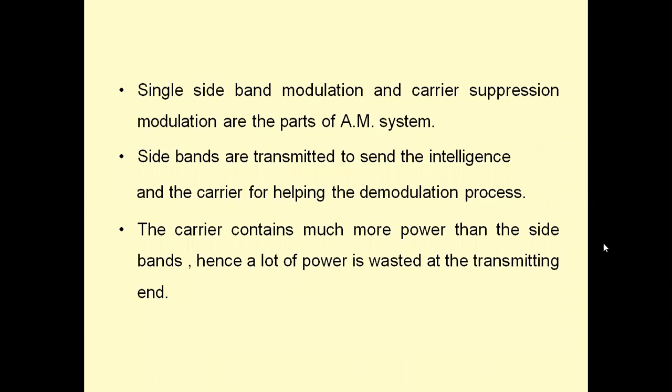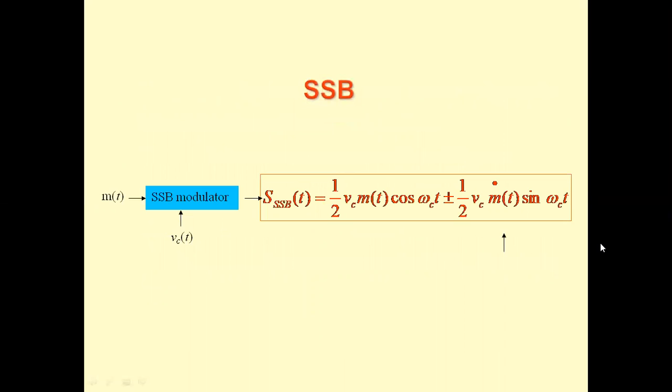Single sideband modulation and carrier substituted modulations are part of AM. Sidebands are transmitted to send the intelligence, and the carrier helps the demodulation process. The carrier contains much more power than the sidebands. Hence, a lot of power is wasted at the transmitting end. Hence, we are suppressing it.